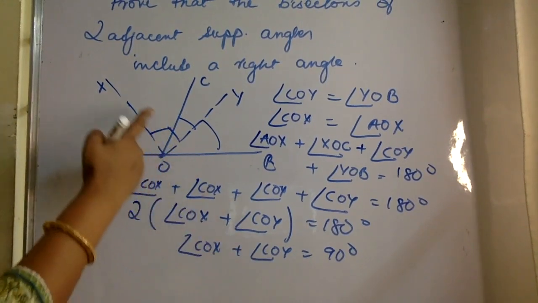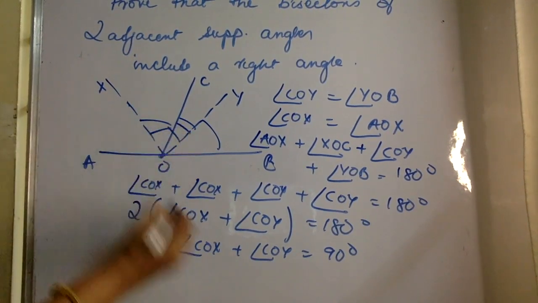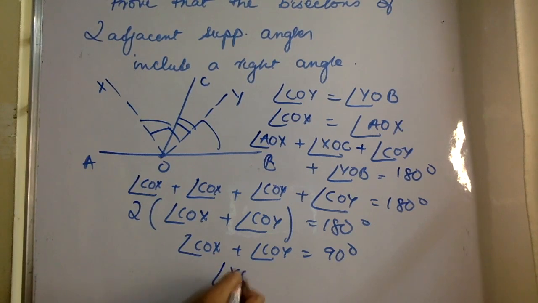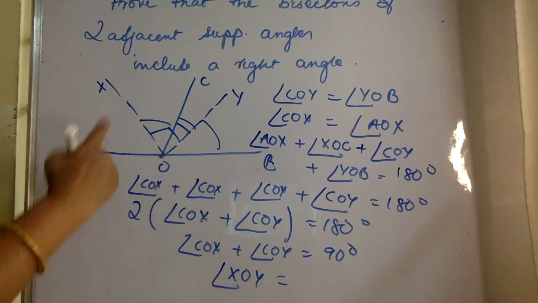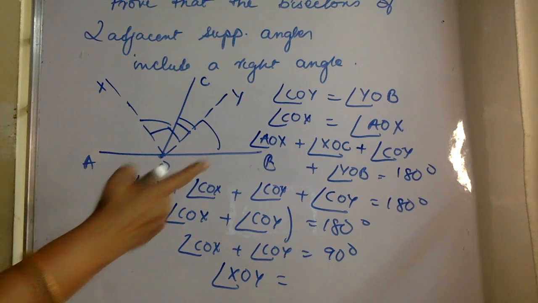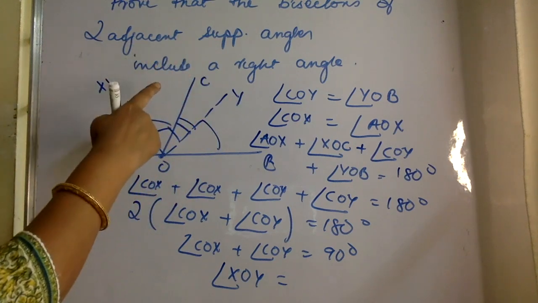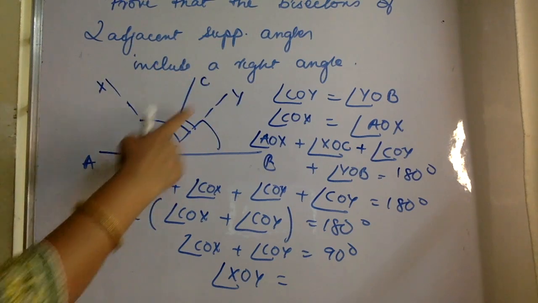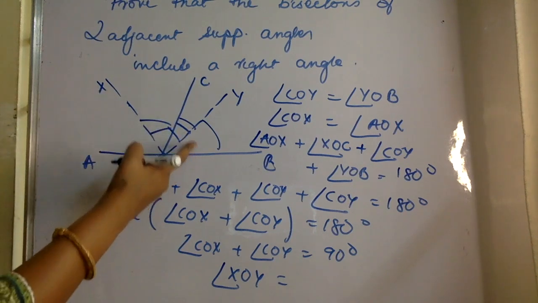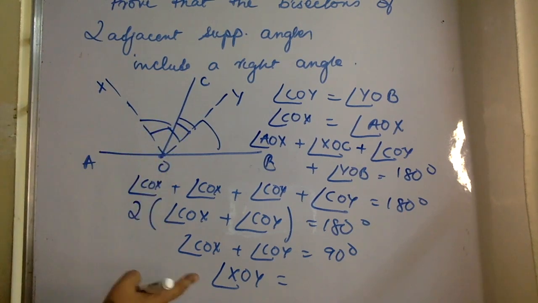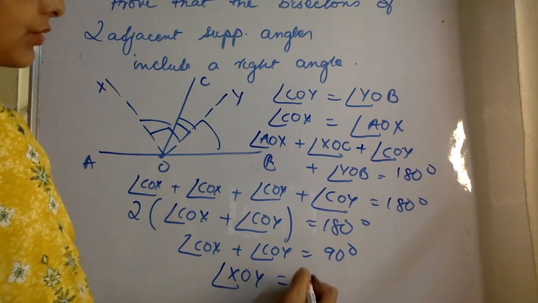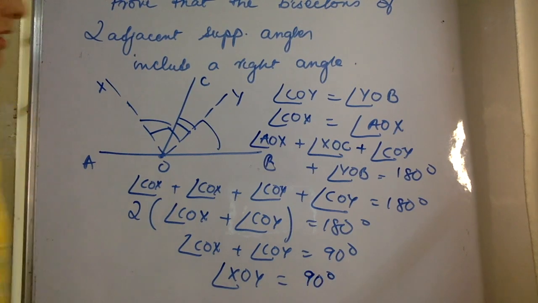COX plus COY, that is this much plus this much, is how much? XOY, and this is the angle which was formed by the bisectors. So the bisectors of two adjacent supplementary angles include a right angle, means they make a right angle. So XOY is equal to 90 degrees, hence proved.